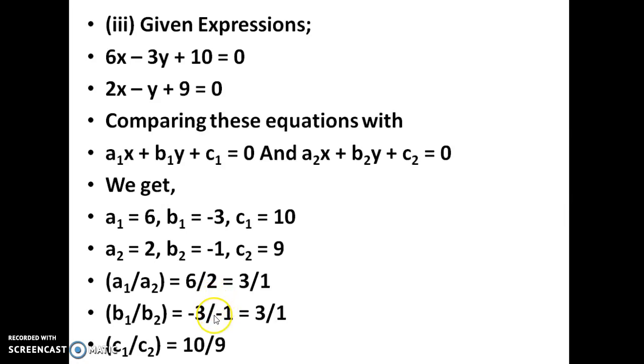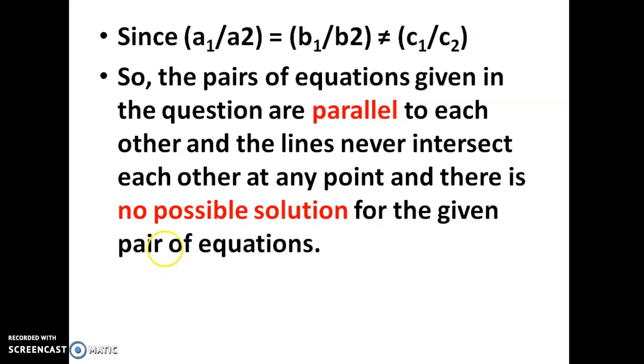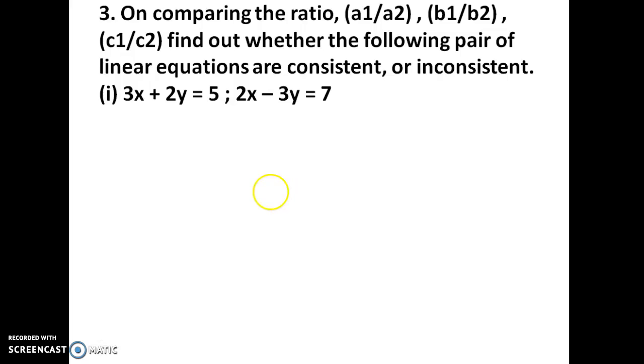So A1 by A2 is equal to B1 by B2 and not equal to C1 by C2. Then it means that the pair of equations given in the question are parallel to each other. This condition says that the two lines are parallel to each other and they never intersect each other, and there is no possible solution for the given pair of equations. That's the final answer.